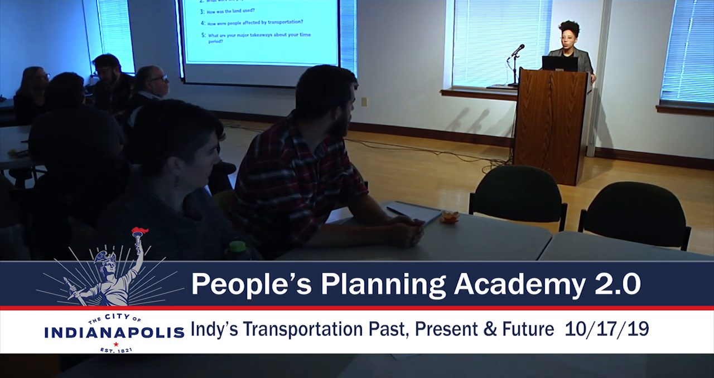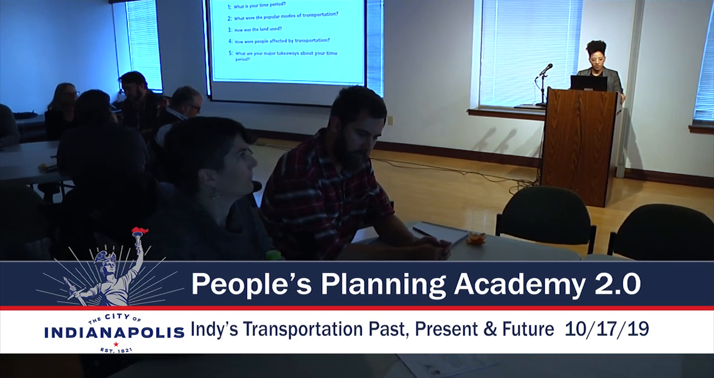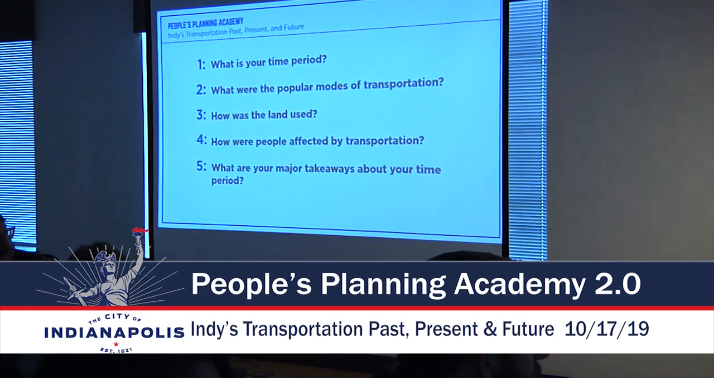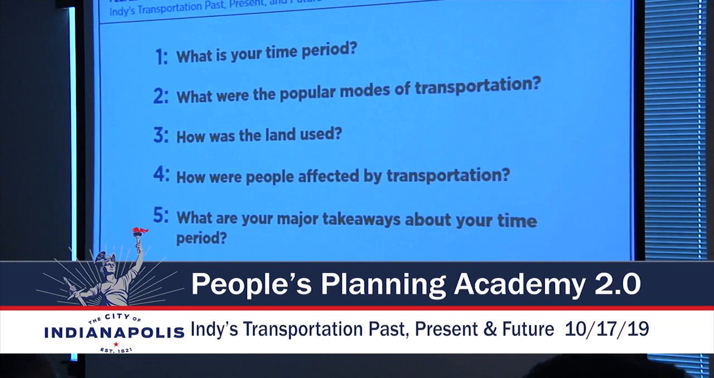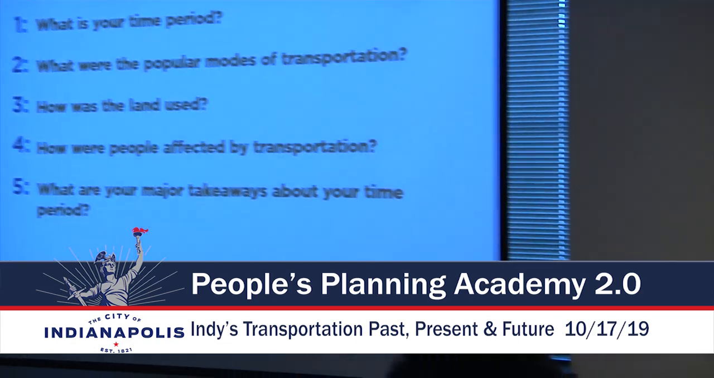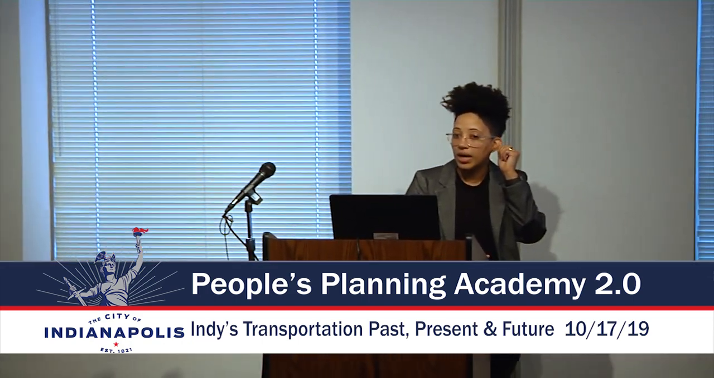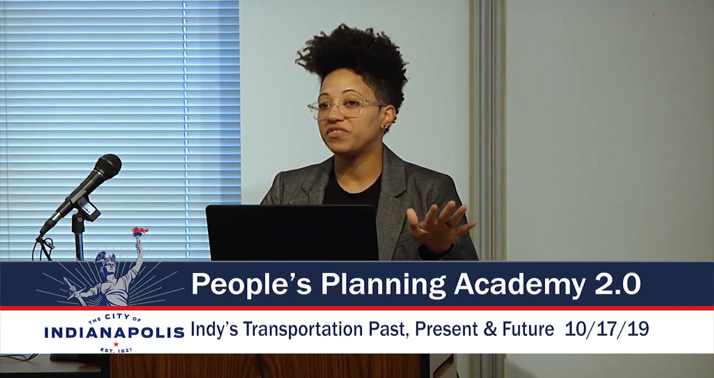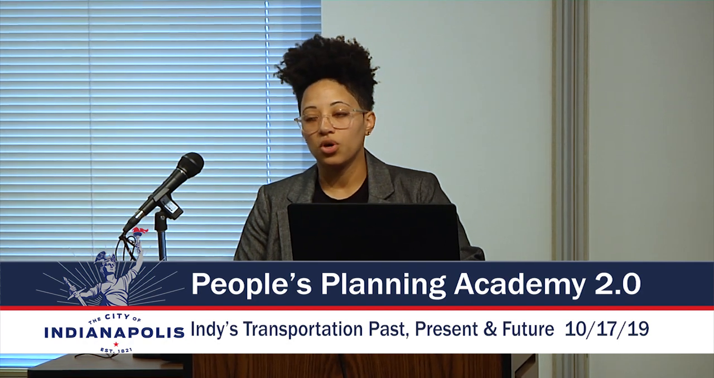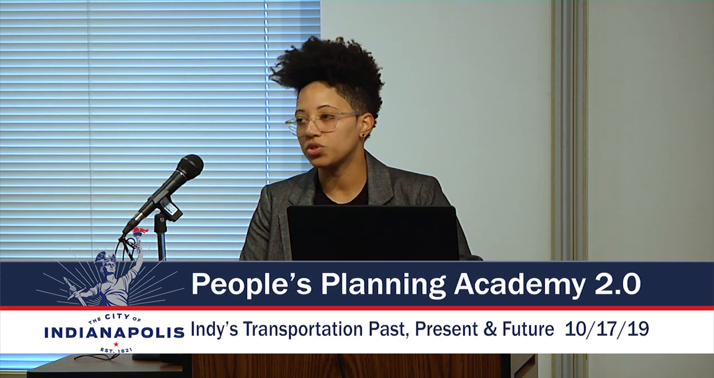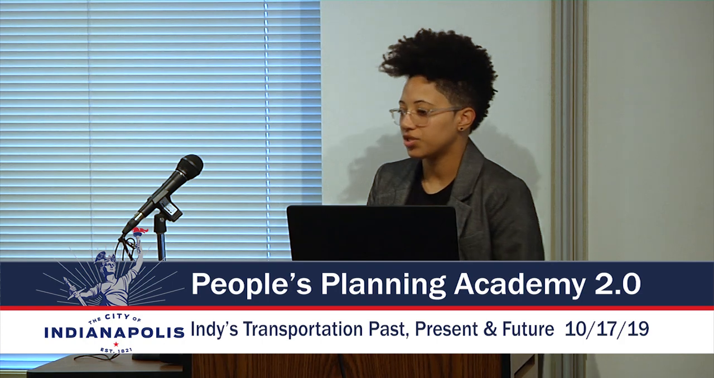The first question: what is your time period? That's pretty self-explanatory. What were the popular modes of transportation during that time period? How was the land used? How were people affected by transportation? And what are your major takeaways about your time period? Go ahead and take a look at those and put them in order. I'll also ask you in 15 minutes to give a report out. Once you've answered the questions, make sure you identify a person to be the spokesperson for your group. All right, you can go ahead and get started.